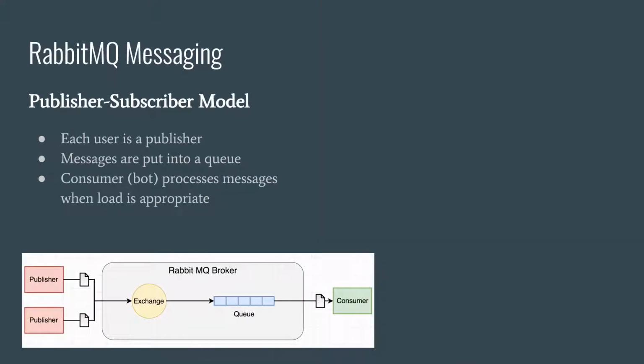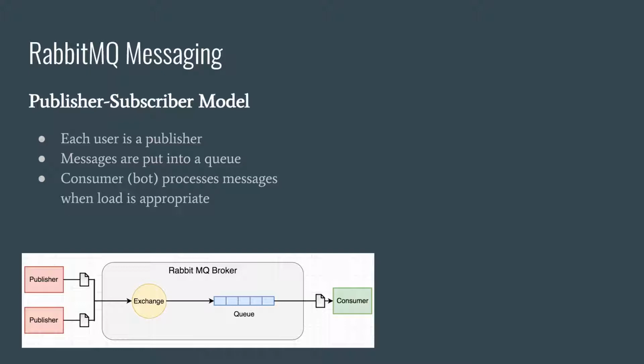So the first part of the extra work was the performance aspect, leveraging RabbitMQ messaging, which is a pub sub model. How this works is that each user of the application is essentially a publisher. They are publishing messages, and then those messages are put into a queue. And then lastly, the consumer, which is the bot, processes those messages when load is appropriate.